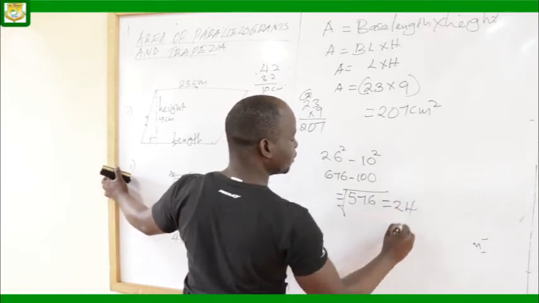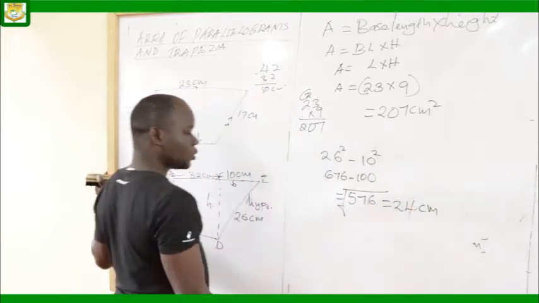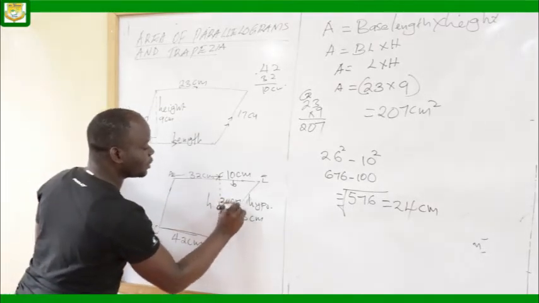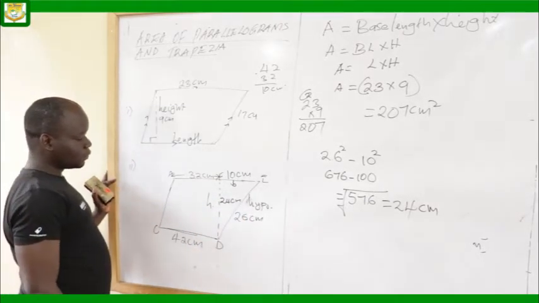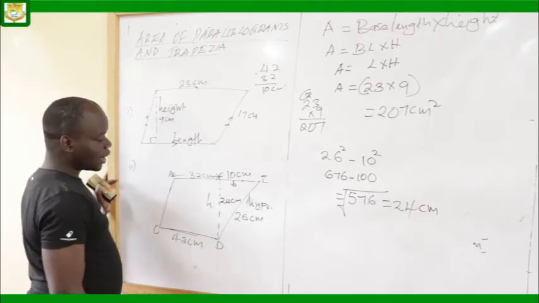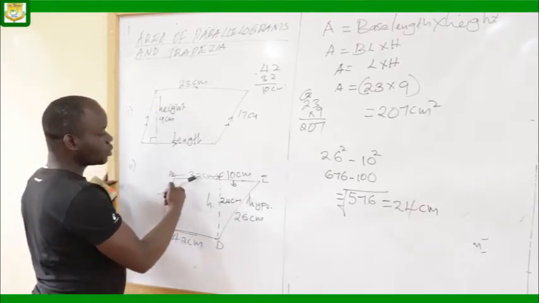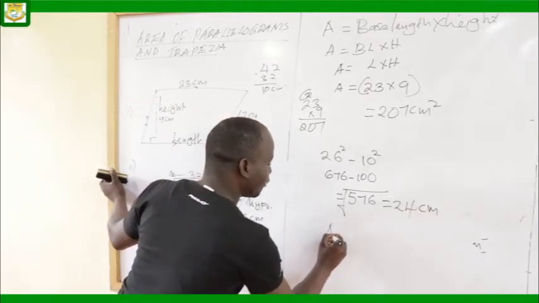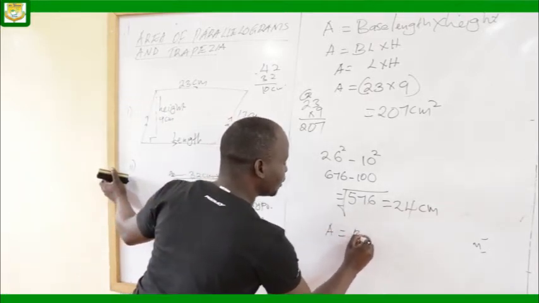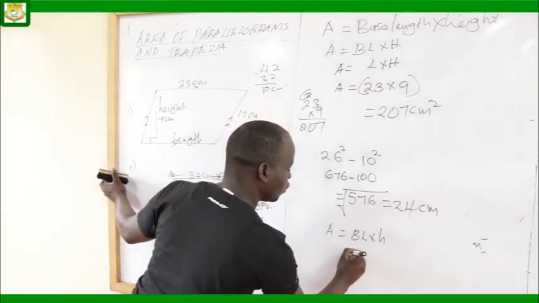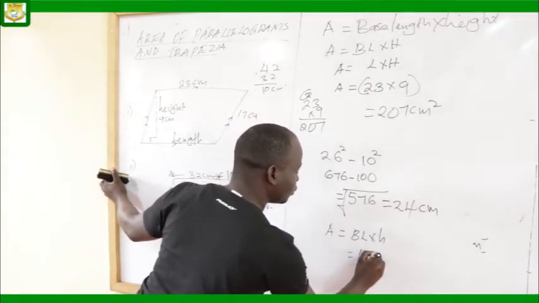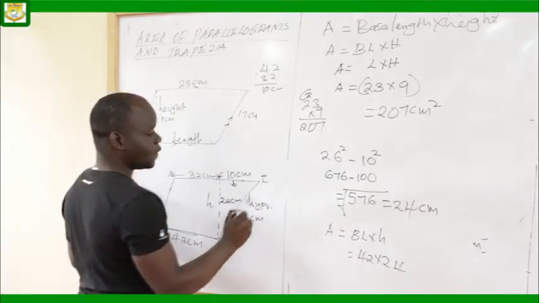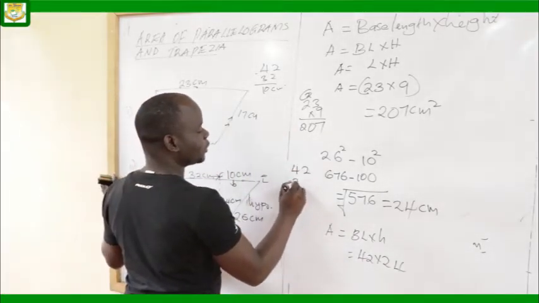The square root of 576 is 24 centimeter. So that is our height. We have got our height as 24 centimeter, and our length remains 42. So area is equal to base length times height, which is 42 times 24.